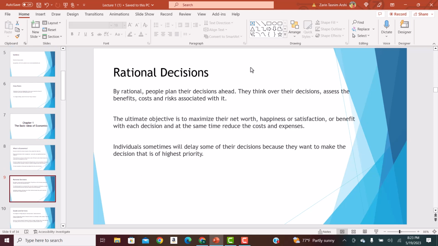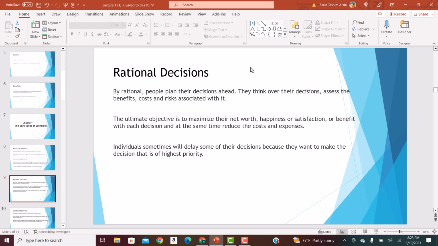So what do we mean by rational decisions? By rational, we mean that people plan their decisions or think about their choices ahead of time. They will think over their decisions, assess the benefits, costs, and risk associated with it. So if you're trying to buy a car, you will see what benefits you will get, and at the same time, you will compare the benefits to the cost, the risk, as well as the uncertainty associated with this choice. And if you see the benefits outweigh your costs and risk, then you'll probably go with that choice.